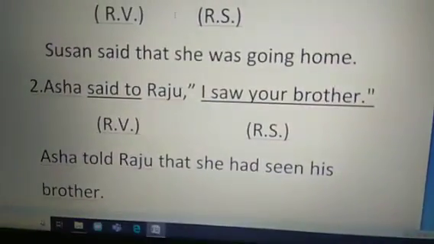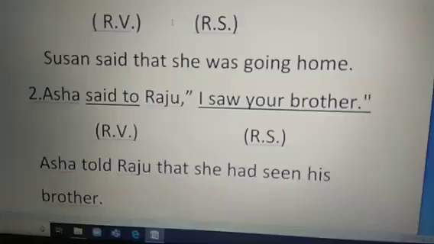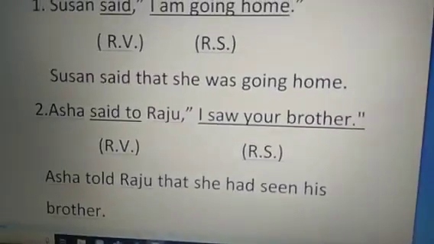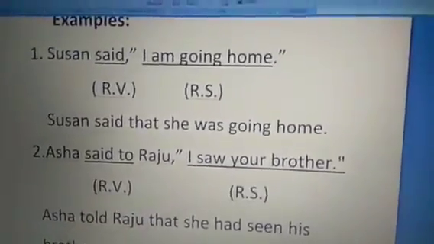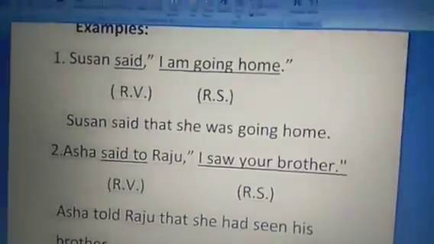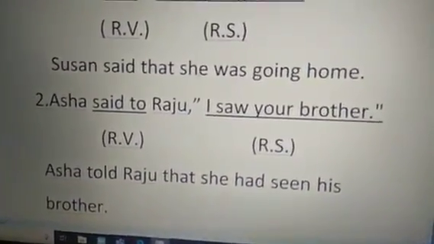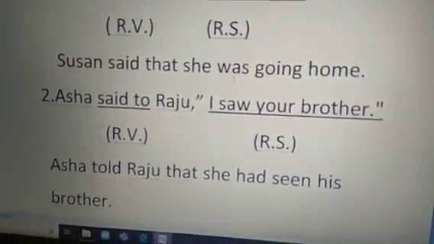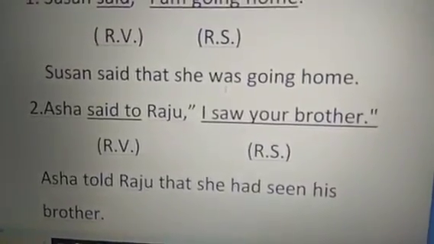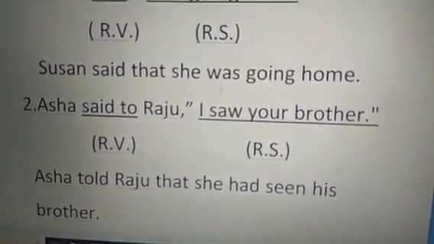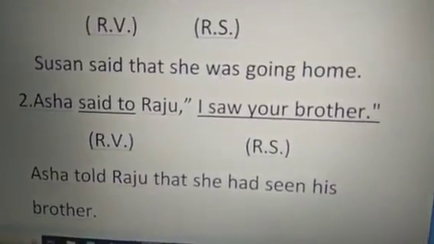Now when this particular sentence is converted into indirect speech, it goes like: Suzanne said that she was going home. Suzanne said, followed by the conjunction that, which is very important, and she was going home, and the tense is past continuous. Why? Because the tense of the reported speech is present continuous tense.